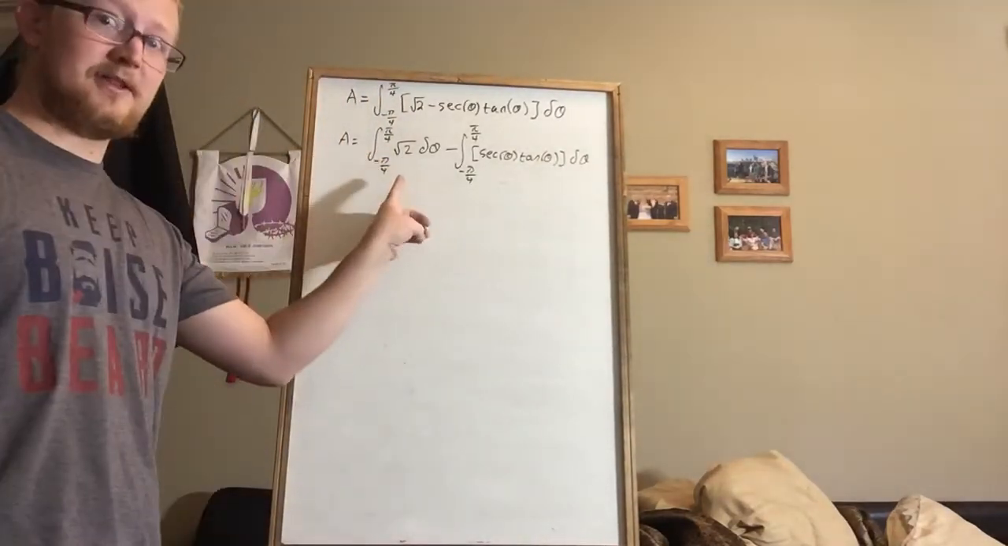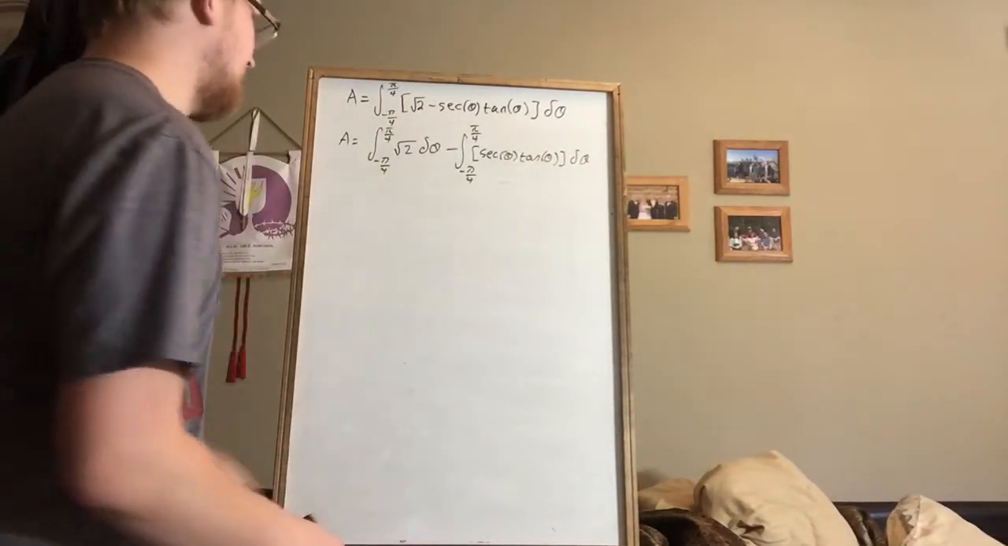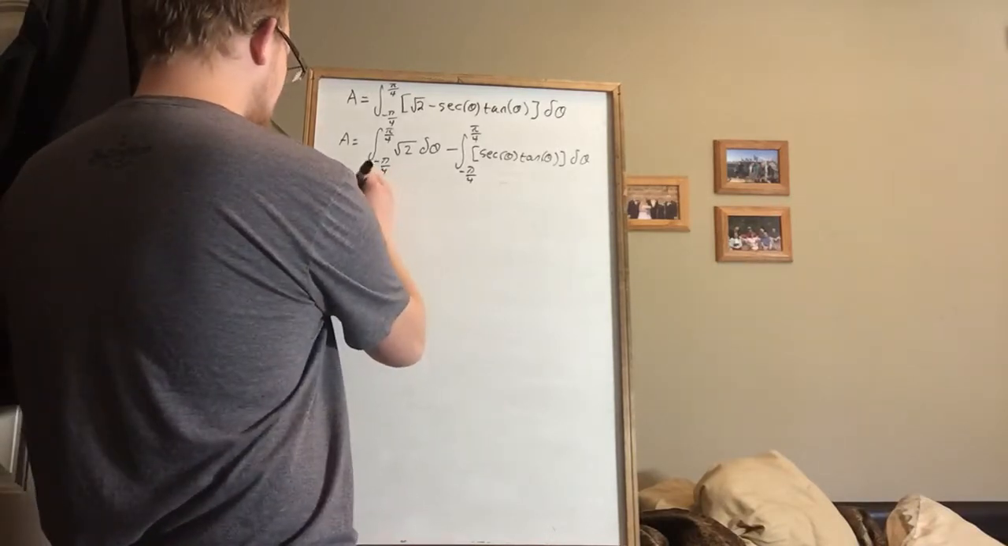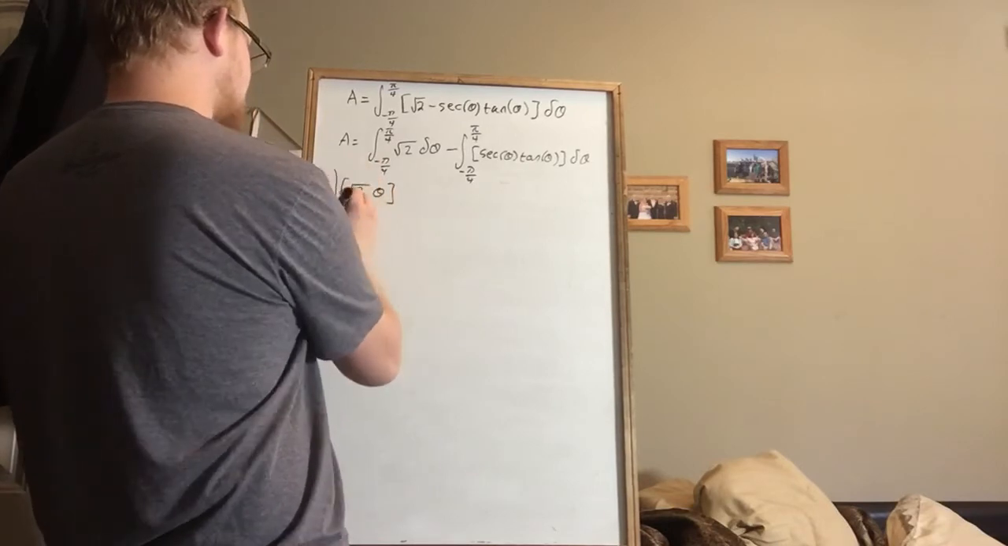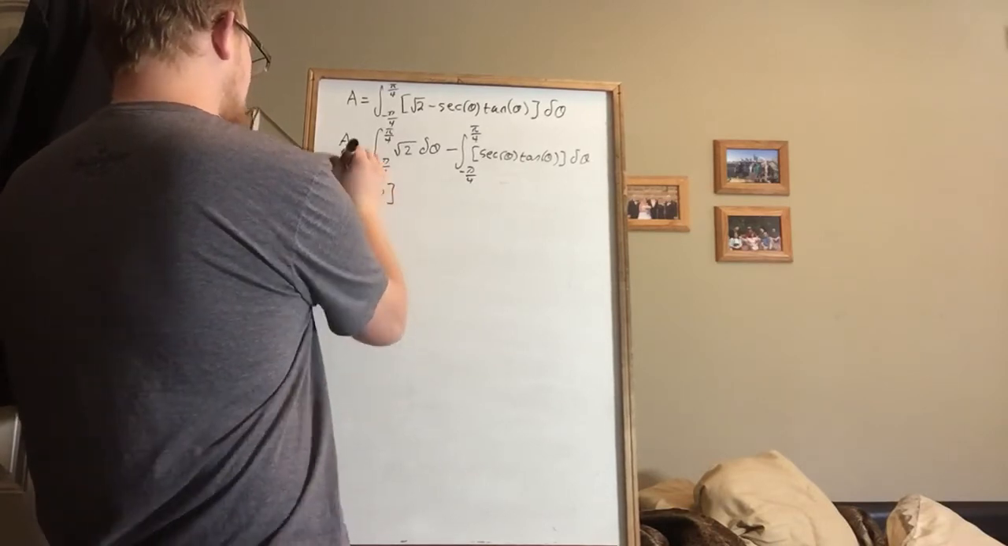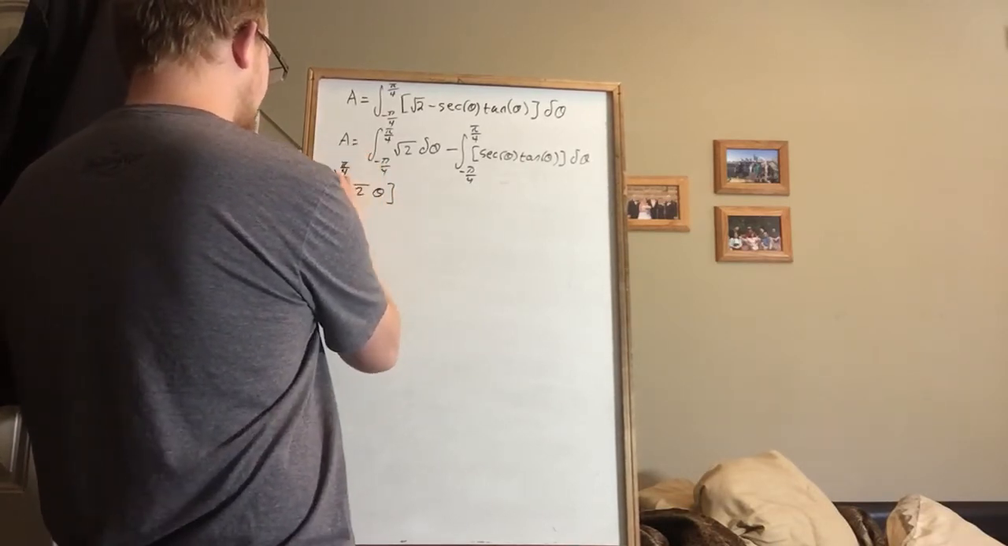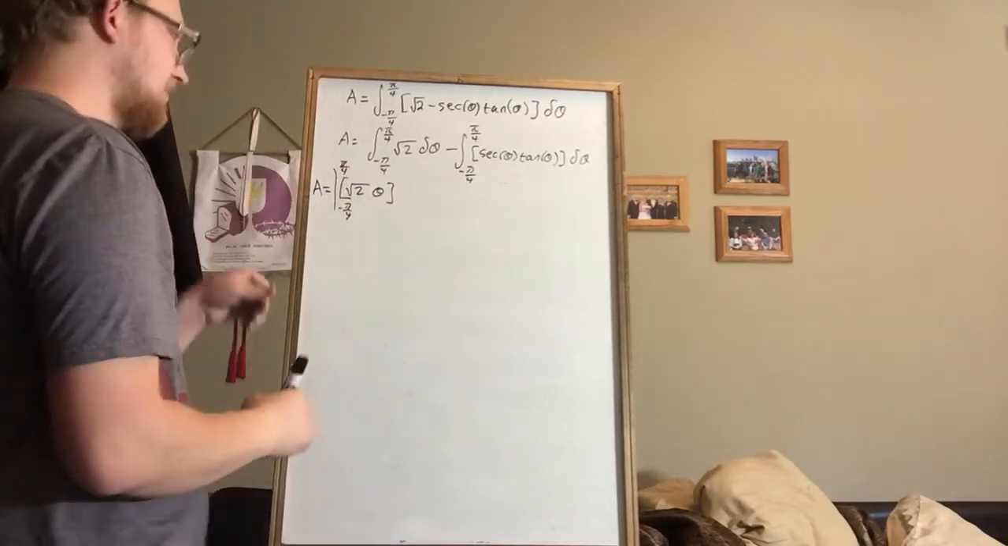Right off the bat, we know that the integral of root 2 with respect to theta is root 2 theta. So root 2 theta, we are evaluating this from negative pi fourths to pi fourths. Those are our boundaries.